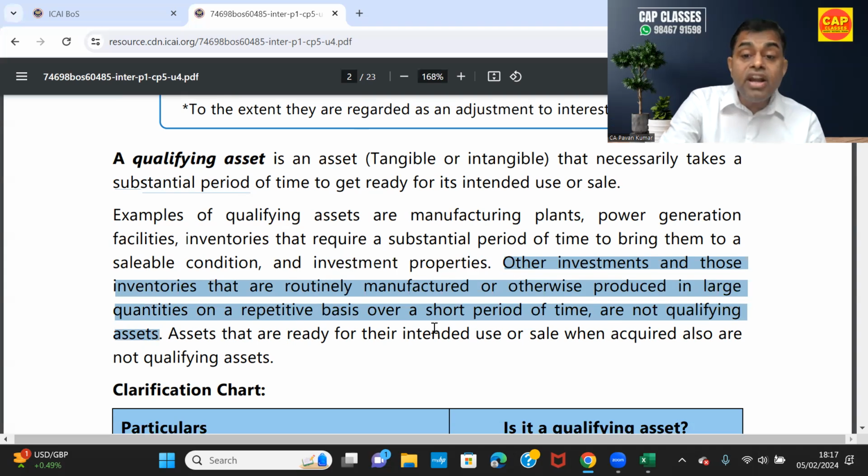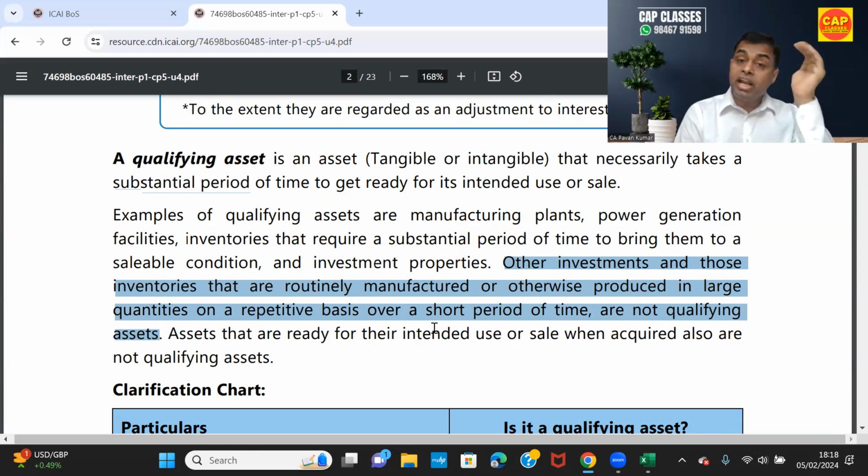Assets that are ready for intended use when acquired are also not qualifying assets. Machinery purchased, car purchased. Today you bought a car, today you started using the car. You might have borrowed money for buying the car and you are paying interest. You cannot capitalize. Pavan sir, I purchased a triple bedroom flat in Chennai for 1 crore rupees. I borrowed from HDFC. The asset is ready to use. I have done housewarming. I started living in the property. I am paying interest every month to HDFC Bank. Should I capitalize it? No, the asset is ready to use.